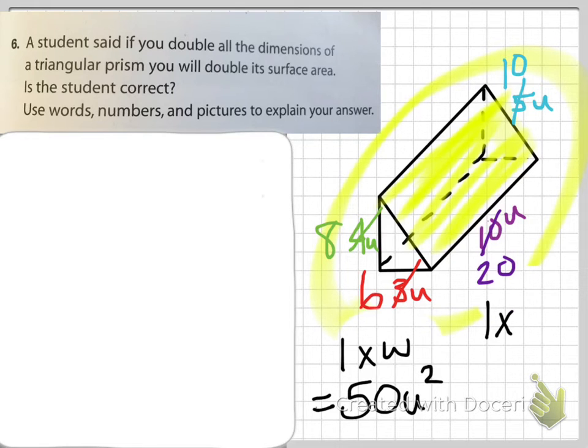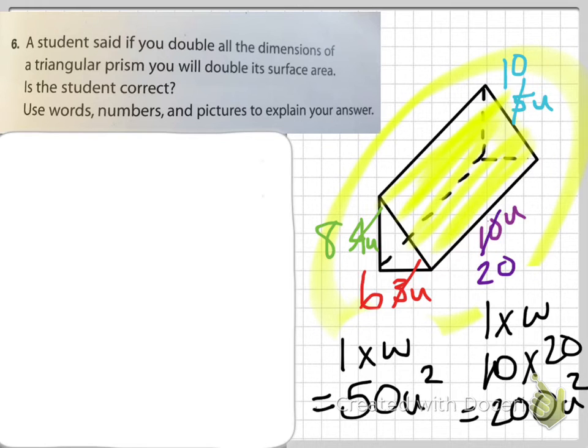Length times width, still a rectangle. I'm going to go 10 times 20 units, and the answer is 200 units squared. So again, we have just proven that this student has a misconception somewhere. It does not double the surface area. She is not correct. And the question is why?